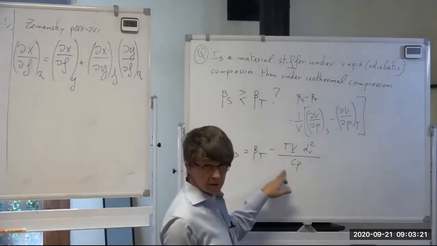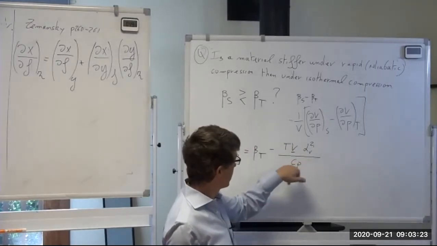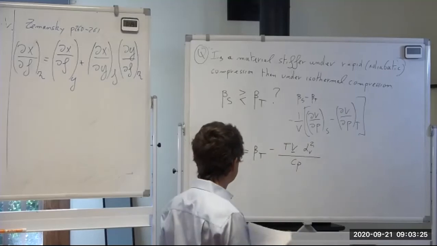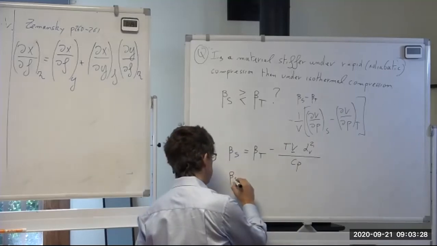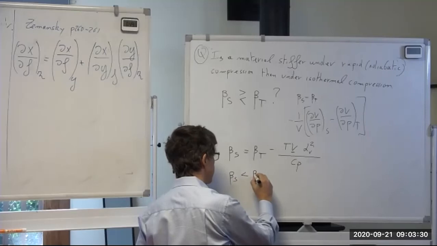This here, again, is a positive number. All the quantities are positive, and you're subtracting it from beta T. So the result is that beta S is less than beta T.